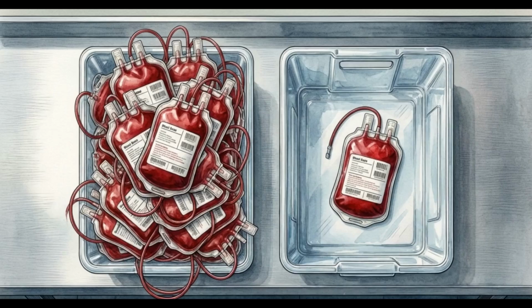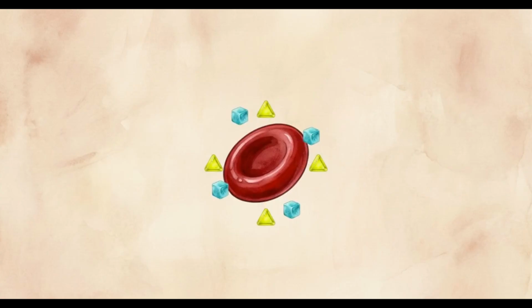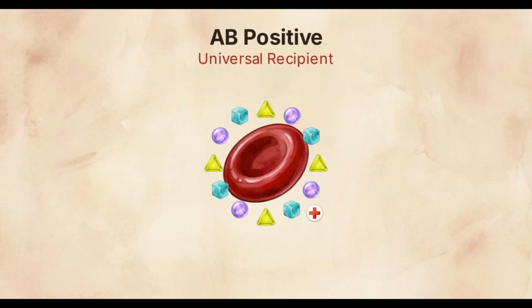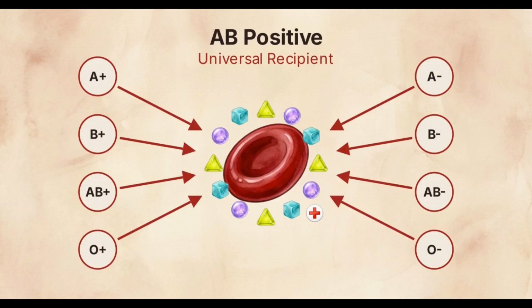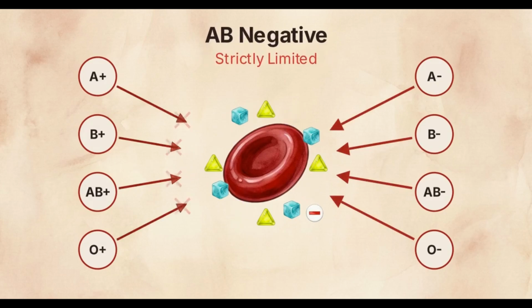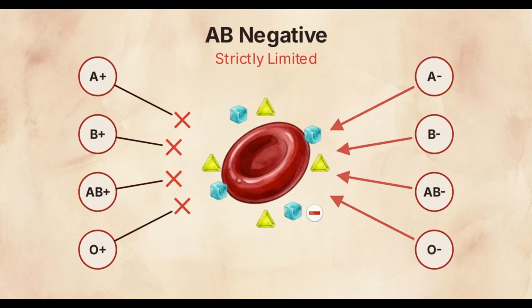The rules of antigen security are not evenly distributed. They produce two biological extremes. This diagram shows the first extreme, AB positive. Because these cells carry the A antigen, the B antigen, and the Rh factor, the immune system recognizes all incoming blood as friendly. They are universal recipients, able to accept any ABO or Rh blood type. Drop the Rh factor to make it AB negative, and that universal flexibility vanishes. It is one of the rarest types in existence, strictly limited to receiving blood from other negative types.